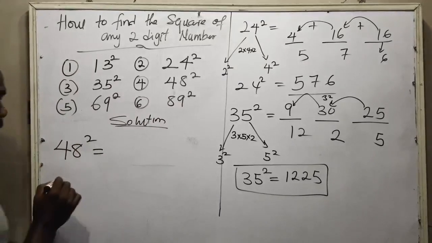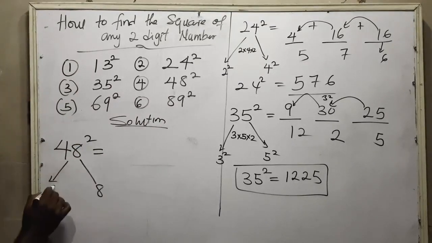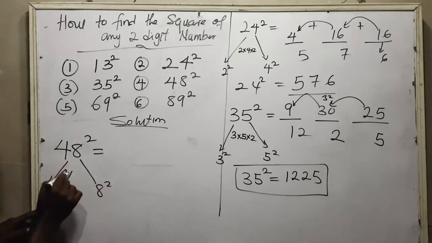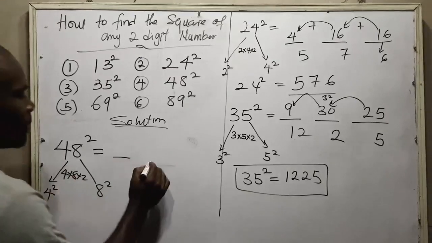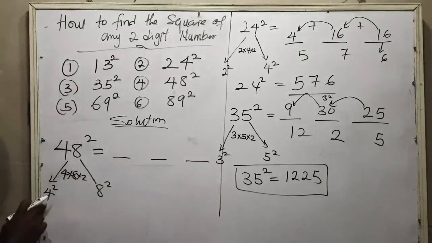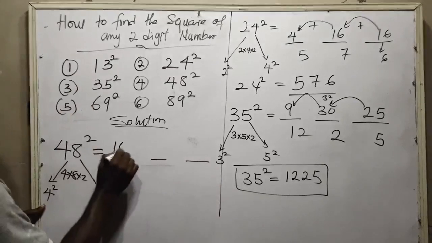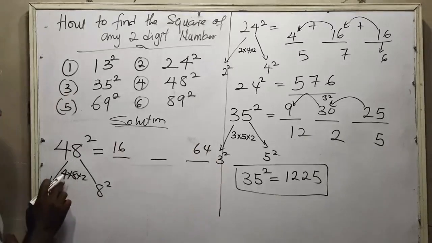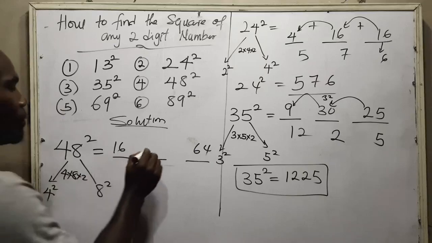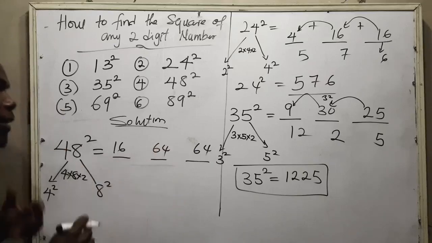So 48, as I've said earlier, we have 4 squared, 8 squared, and 4 times 8 times 2. So now you have split it into 3. And 4 squared is 16, 8 squared is 64, 4 times 8 will surely give you 32. So 32 times 2 will surely give you 64. So what are you now going to do?